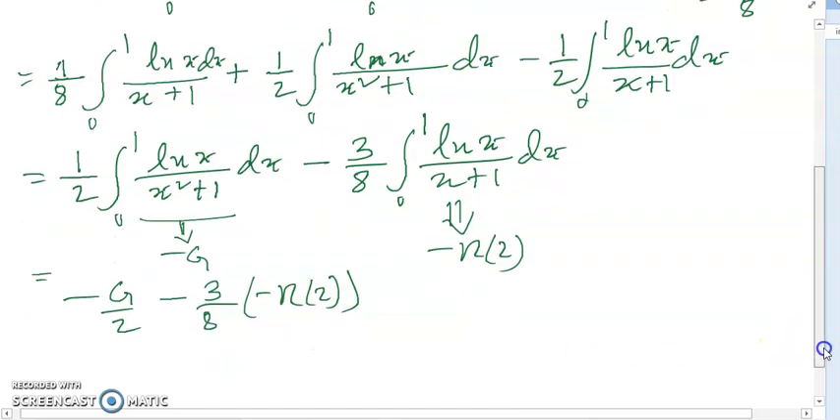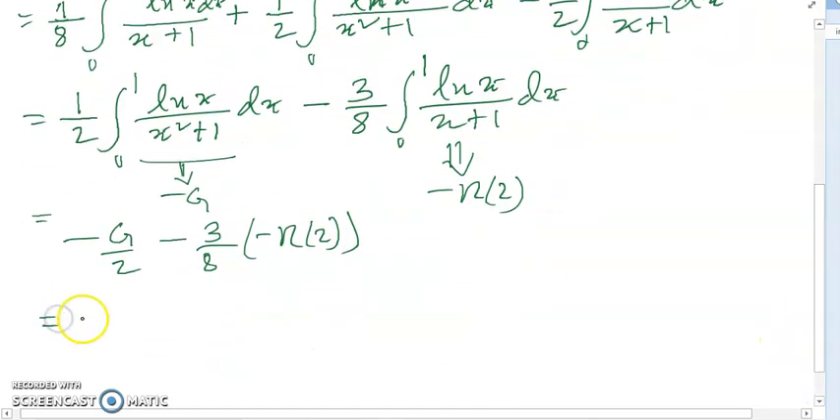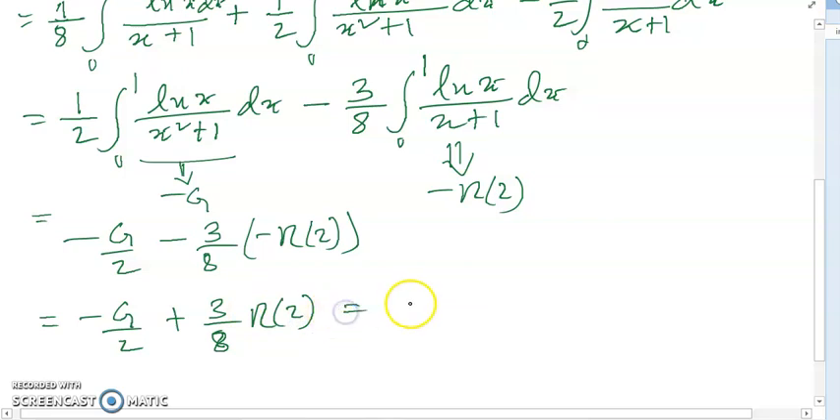So how can I get it? I get minus G by 2 plus 3 by 8 into eta 2. So what is the value of eta 2? Eta 2 means pi square by 12, the Dirichlet eta function. Okay, Dirichlet. So the answer is minus G by 2 plus 3 by 8 into pi square by 12, which is pi square by 32.